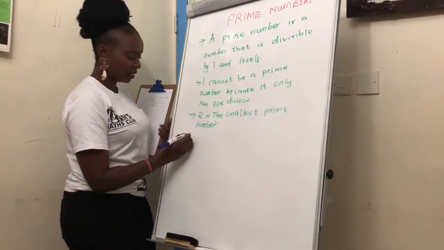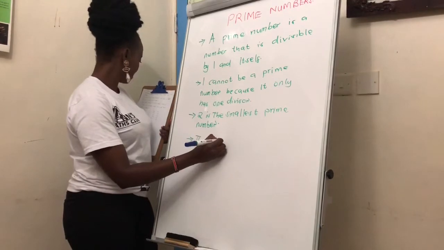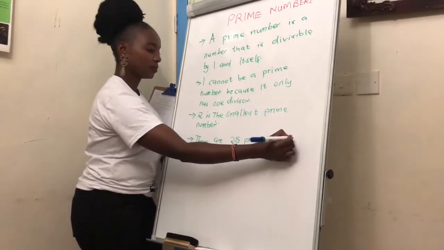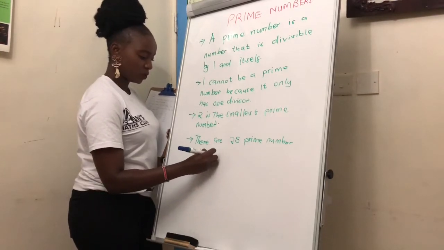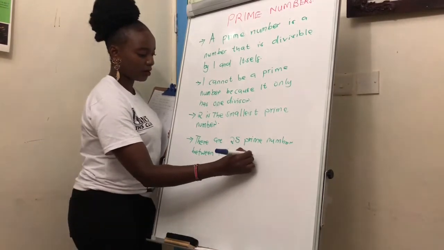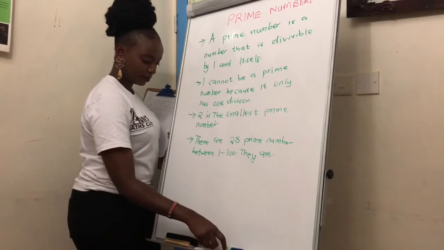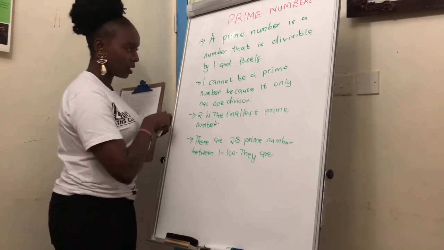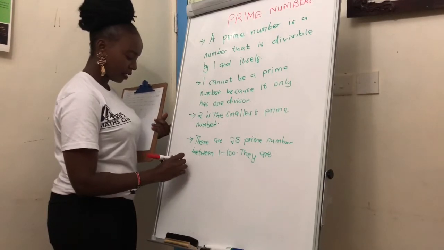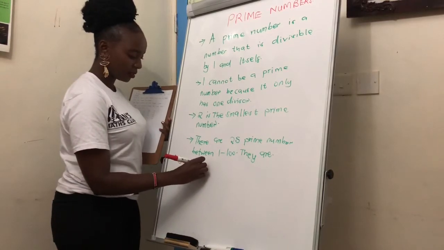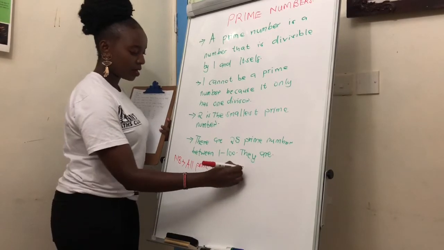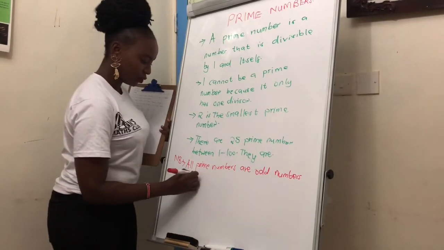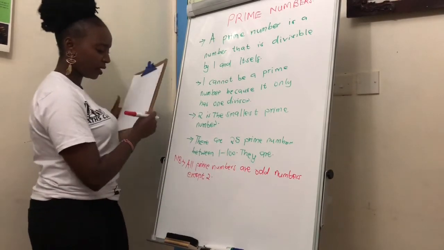Then we see that there are 25 prime numbers between 1 to 100. And remember, just an NB, all prime numbers are odd numbers except 2. So we can come here and write the prime numbers.